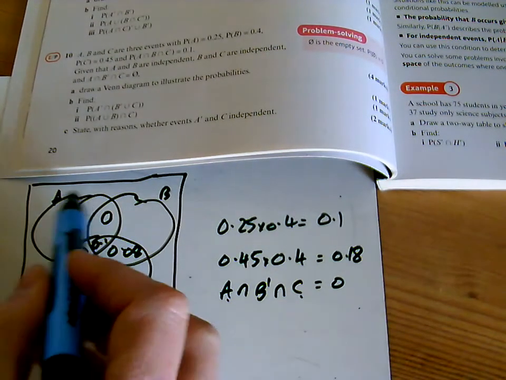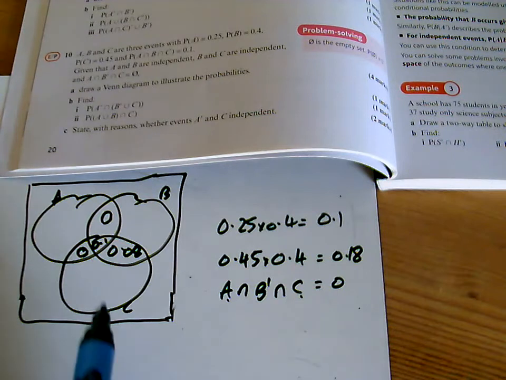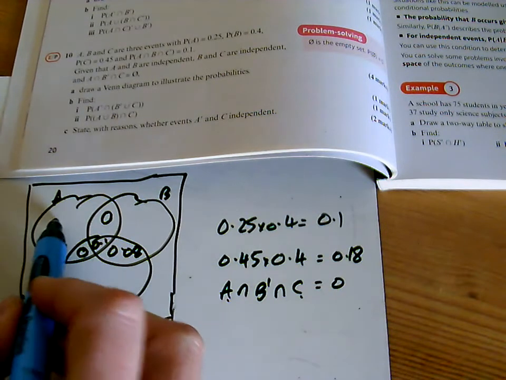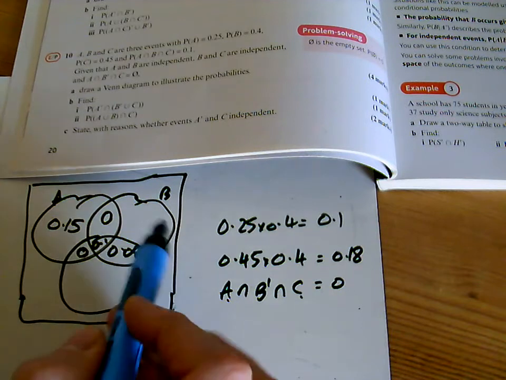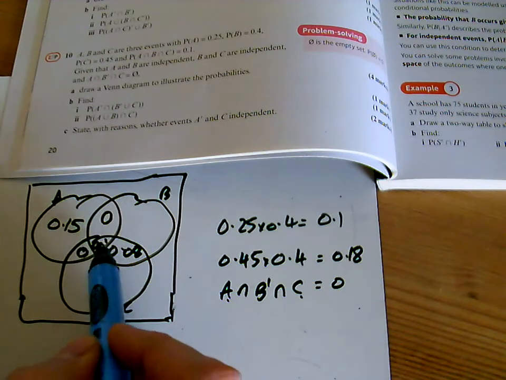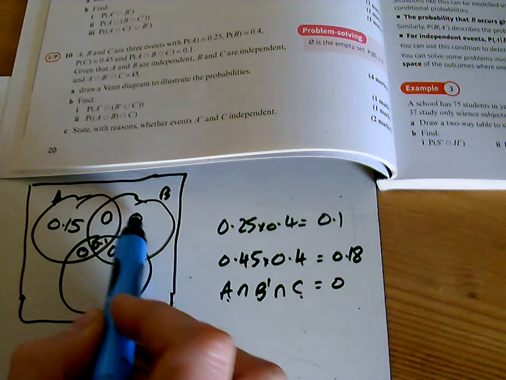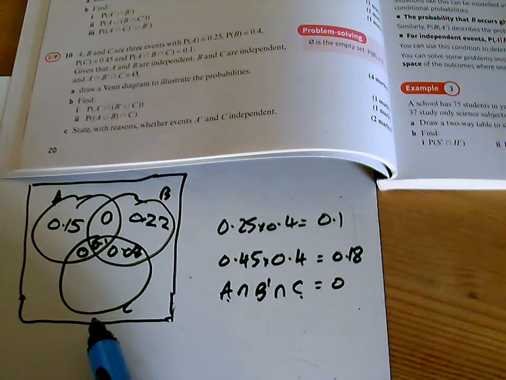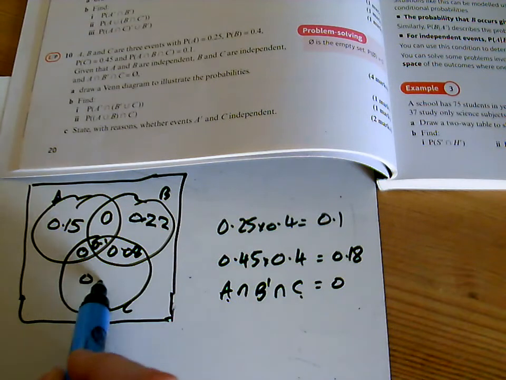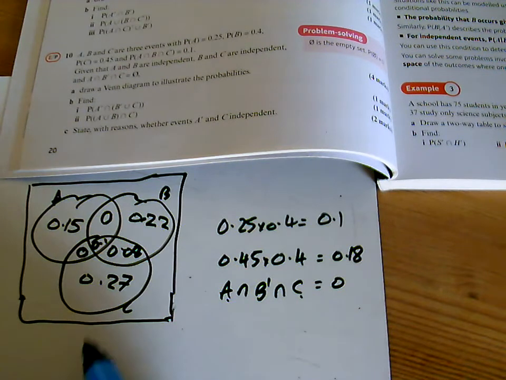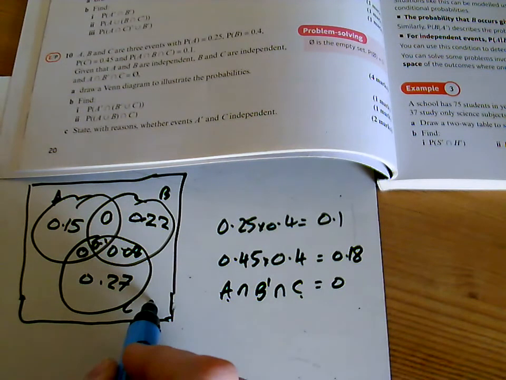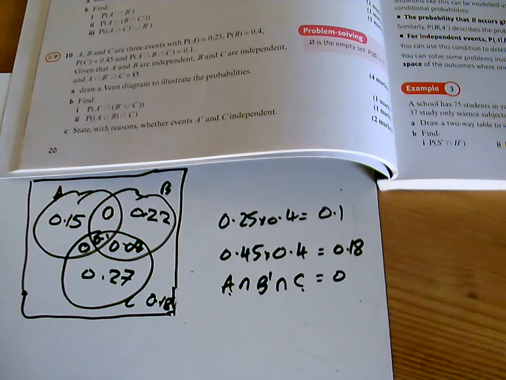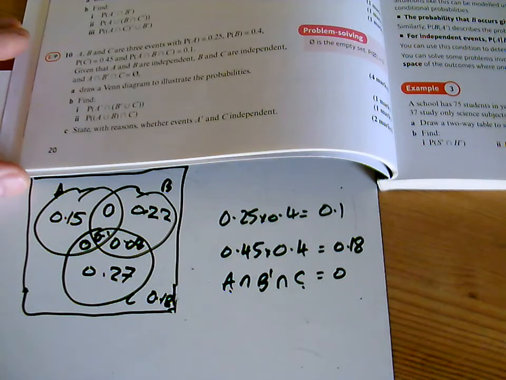Now let's work out what A is going to be. You're told that A is 0.25. We've already got 0.1, there's 0.15 left. B, we're told, is 0.4. We've already got 0.18, so I've got 0.22 remaining. And C, I've got 0.45. Take away these two here, making 0.27. The other thing we've got to do is find out what's around the outside. So if you add up all of those and take it away from 1, that bit out there makes 0.18. And there's part A of the question. I mean, that was quite complicated.